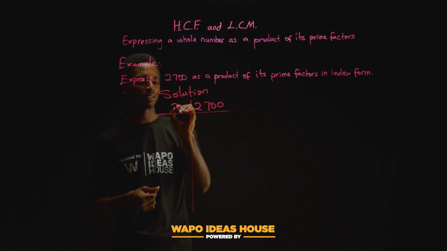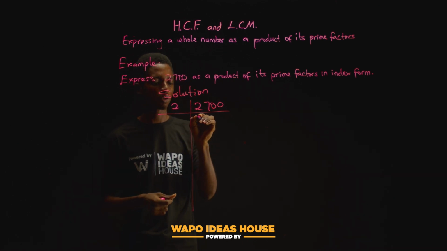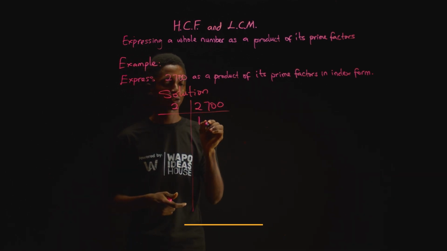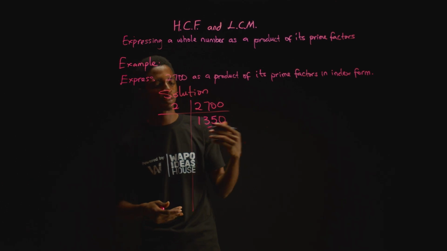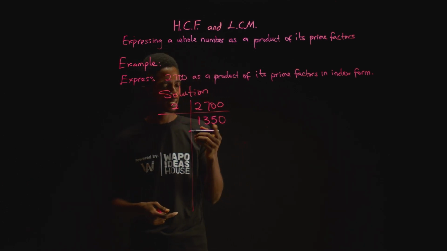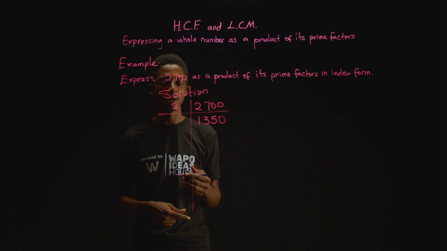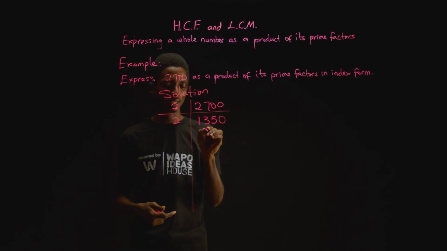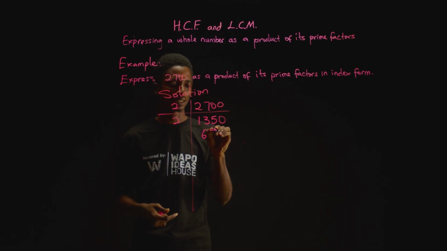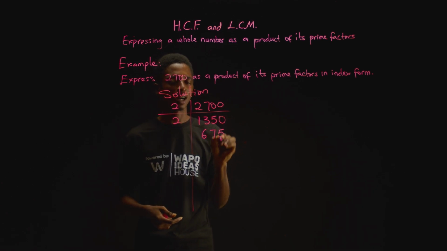So we start by dividing by 2, and this would go in 2 ones, in 7 3 times, in 10 5, and then 0. That is 1350. Still an even number which is divisible by 2. So we go 2 in 13, that is 6, 7, 5.